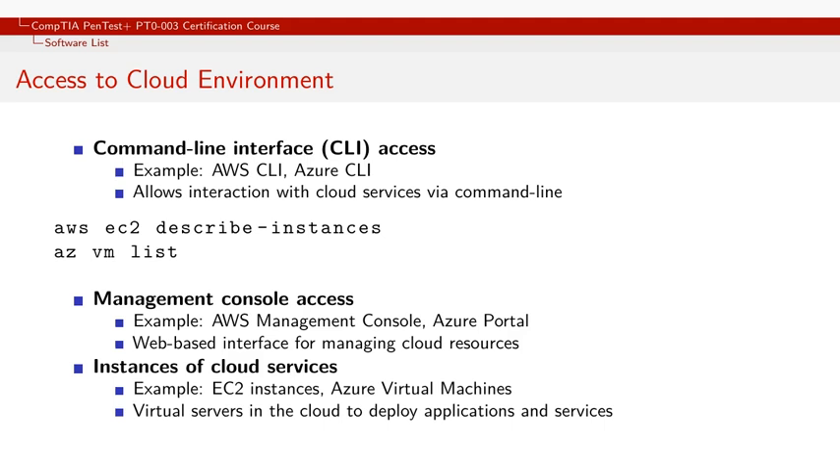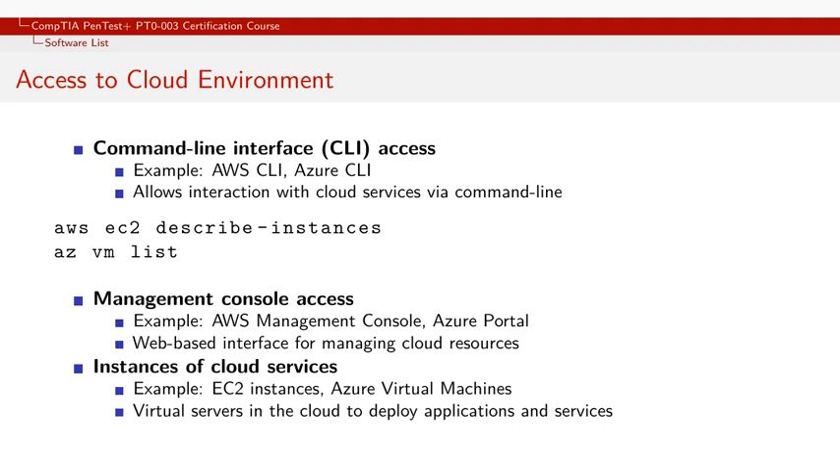This slide emphasizes the significance of having both command line interface, CLI, and management console access to cloud services. CLI tools such as AWS CLI and Azure CLI are essential for efficient interaction with cloud resources. With commands like aws ec2 describe-instances or az vm list, testers can enumerate and manage cloud instances directly from the command line, enabling automated and scripted operations.